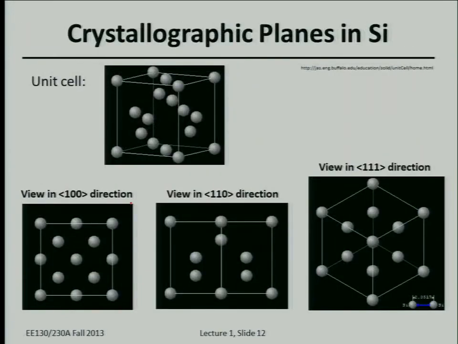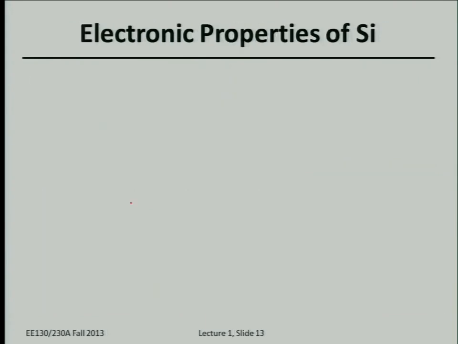There used to be an applet available online where you could grab this unit cell with a mouse and move it around to look at it in different directions. Unfortunately, that seems to not be available anymore. But anyway, these are views in different directions. Generally, a plane with lower density of atoms will make it easier for electrons to flow through.